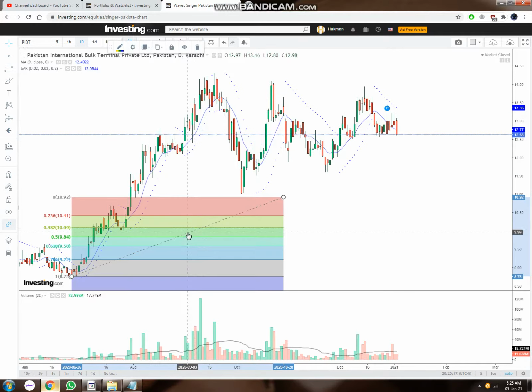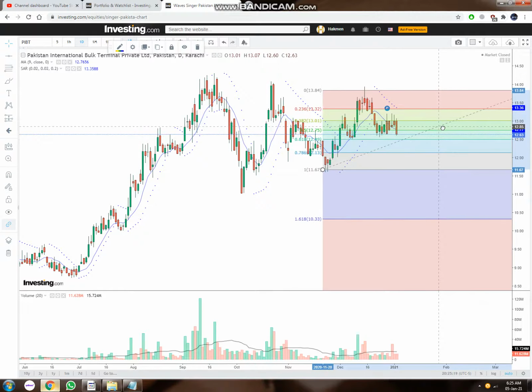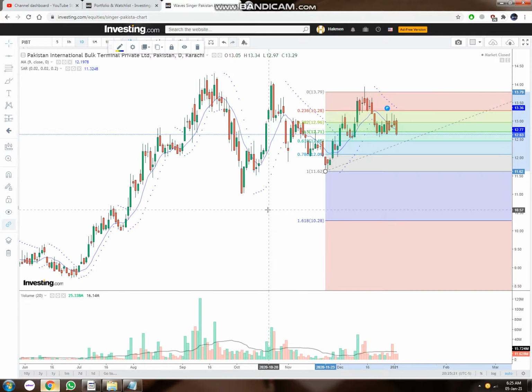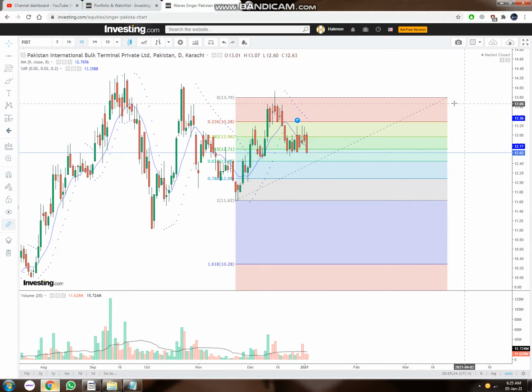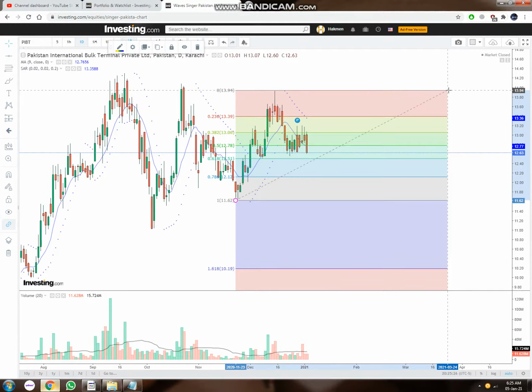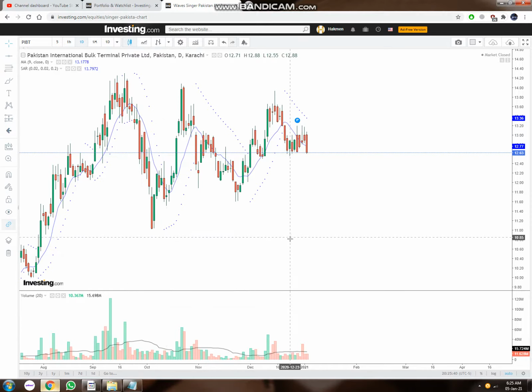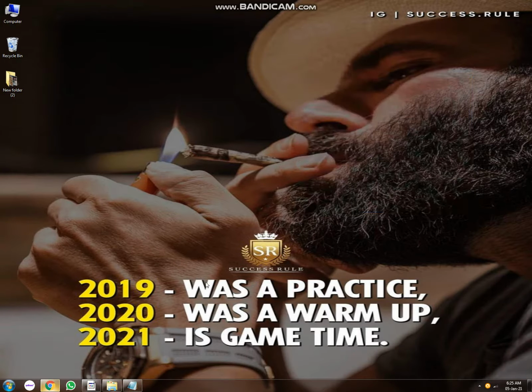Now again I will show you one more thing over here. At this level, the same 61% retracement level. So this tool is used to know the pullbacks. If you are a trader who trades pullbacks, it's a great tool. Do use it to trade pullbacks, because trading at the pullbacks is the most profitable thing in the stock market.